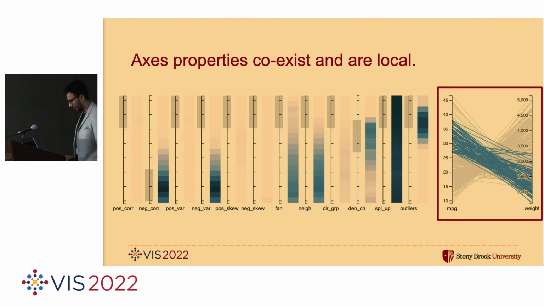Another example, looking at these line patterns, we're looking at a single axis pair in parallel coordinates. An important thing to note here is that all these properties can coexist on an axis pair, and they're found in local regions in our data set.